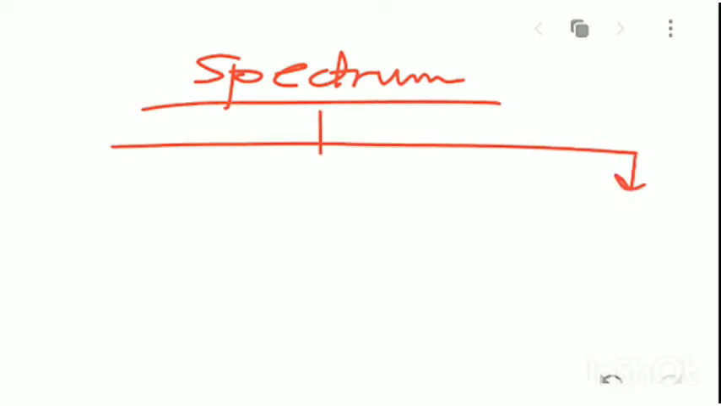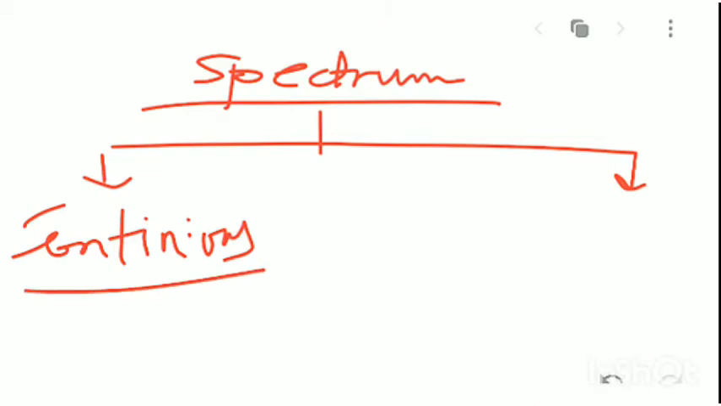So we got two kinds of spectrums. The first kind is continuous, and the second kind is called characteristic.